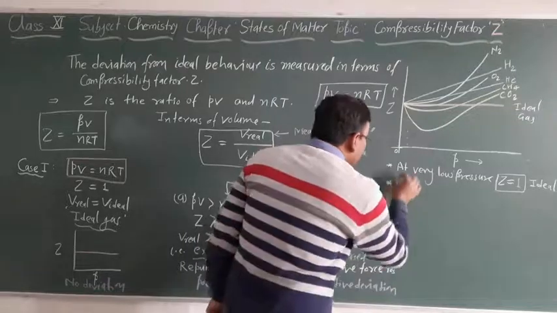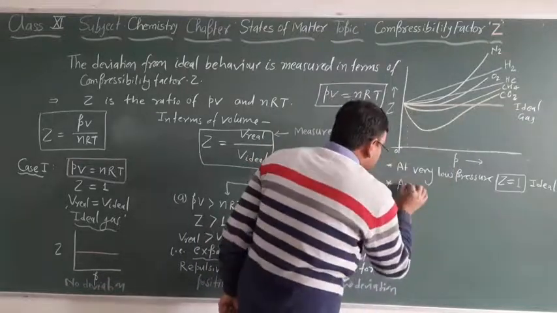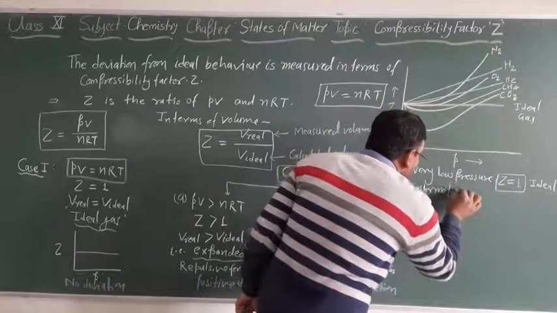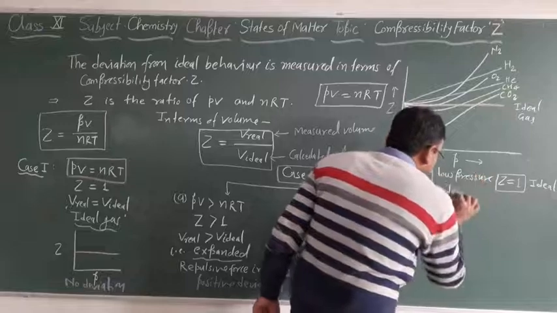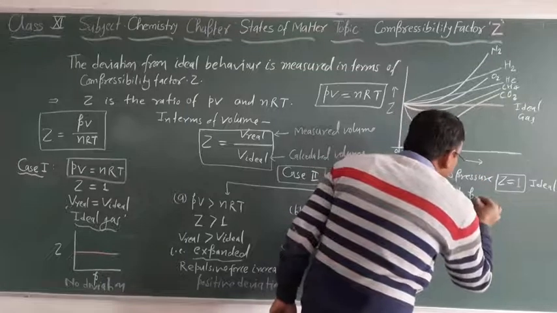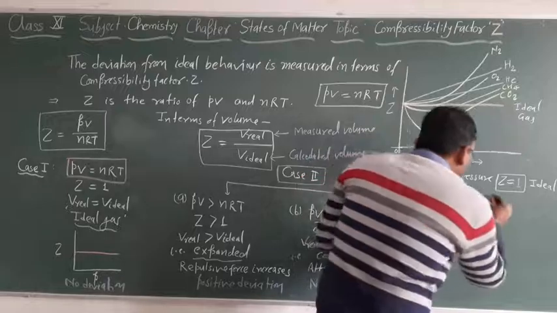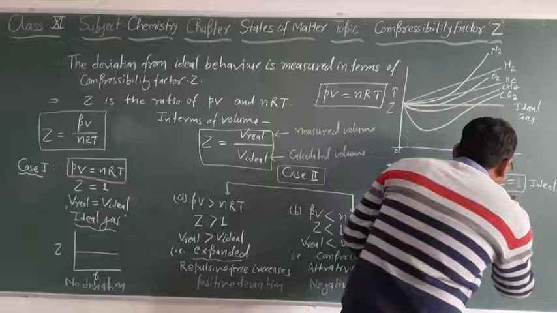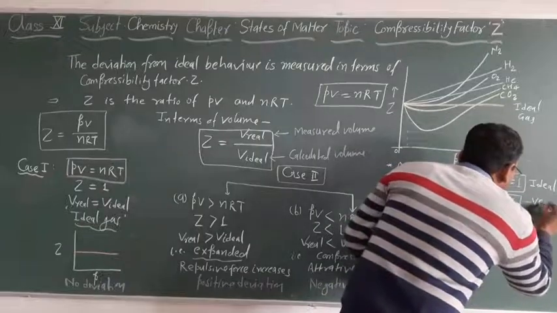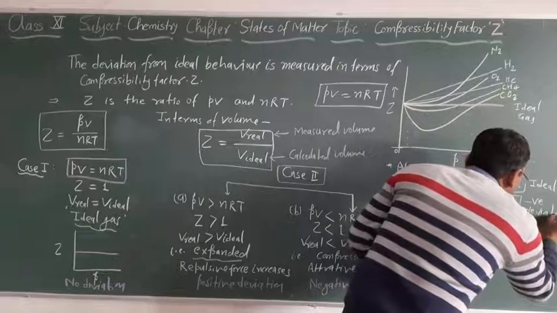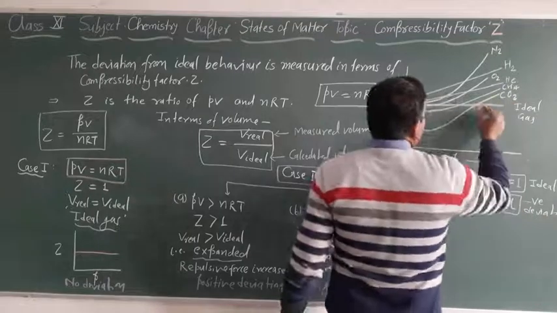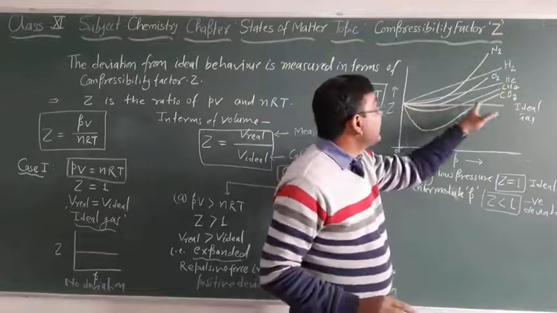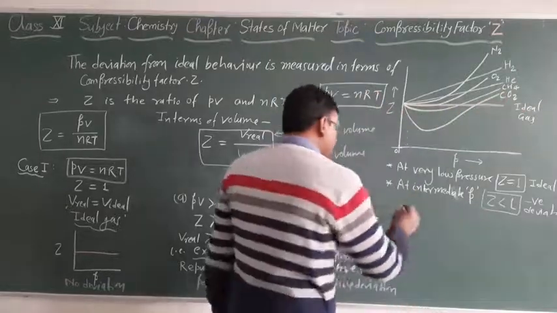So at an intermediate range of pressure we can write Z is less than 1, means negative deviation. Means what? Means negative deviation. At high pressure, as the pressure is high, Z is more than 1, means positive deviation.